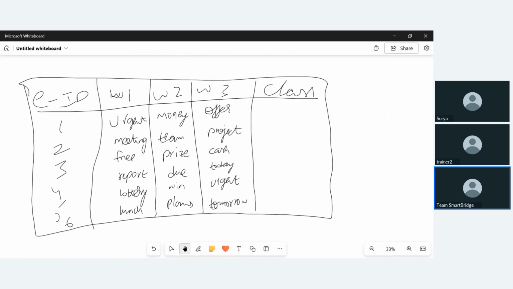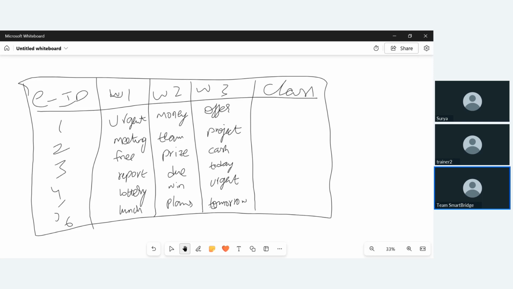So if you're having these kinds of words, we'll be classifying whether it is spam or not. If it says urgent money offer, of course it is spam. Whenever they're offering something with money, like urgent money offer, it is spam. If your boss or manager sent you a meeting link, no, it's not spam. If it says free prize cash, it is spam.